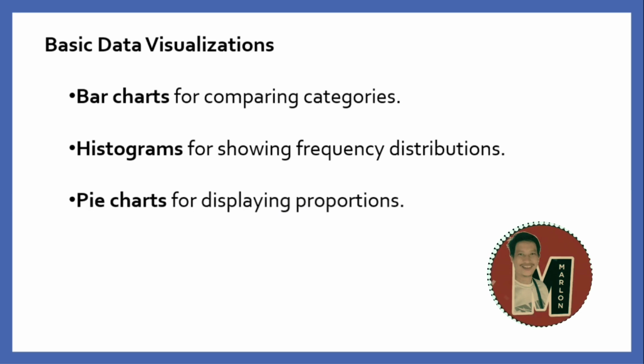Pie charts for displaying proportions. Pie charts show parts of a whole, where each slice represents a proportion of the total. For example, a pie chart displaying the percentage of students who prefer different types of extracurricular activities.